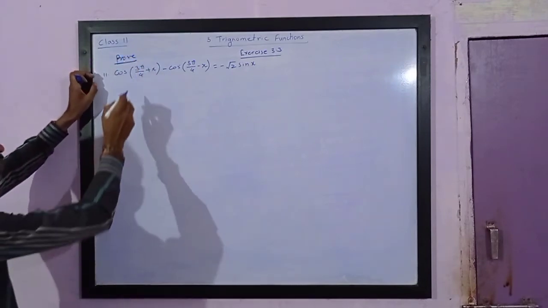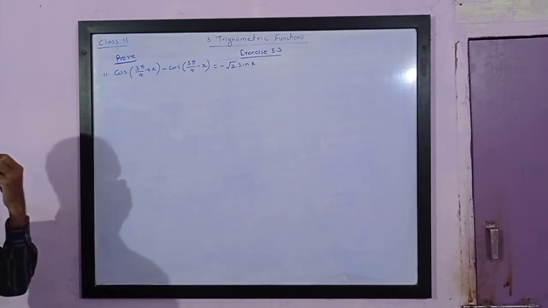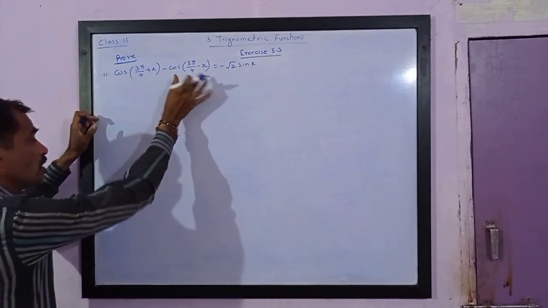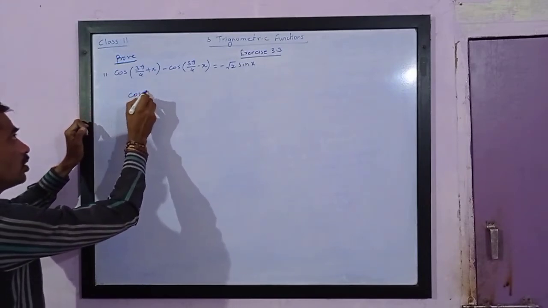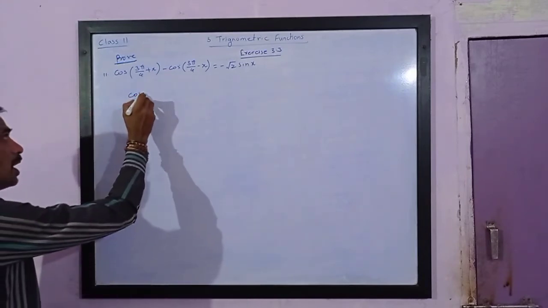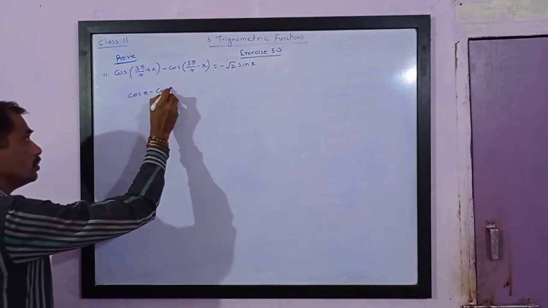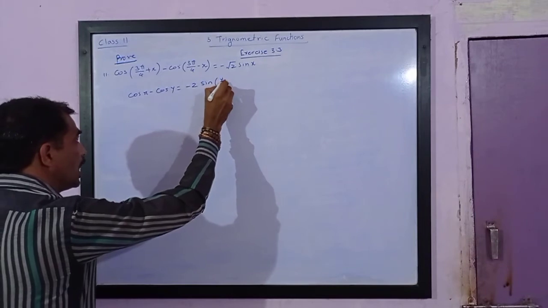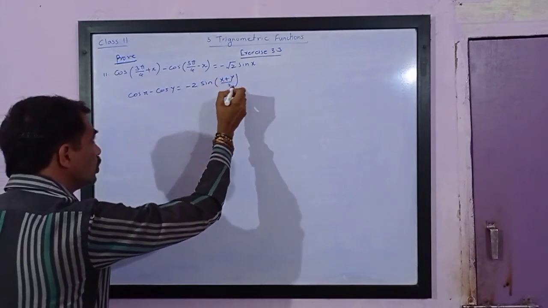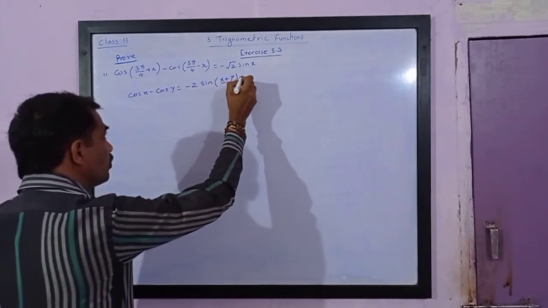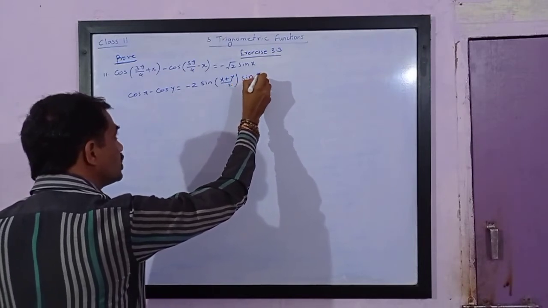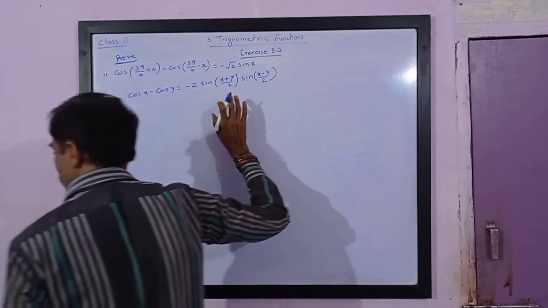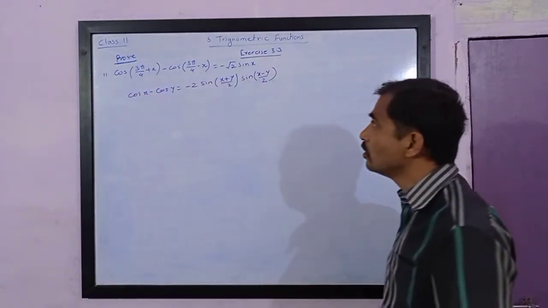Now for this we are going to use the identity for cos x minus cos y. Now this is cos of some angle minus cos of some angle. So we have the identity, number 20 or 21, cos x minus cos y is equal to minus 2 sine of (x plus y) upon 2 into sine of (x minus y) upon 2. So we are going to use this identity to solve the problem.